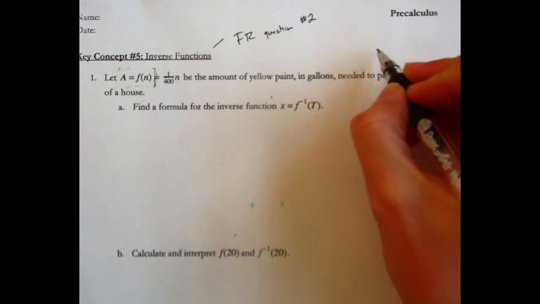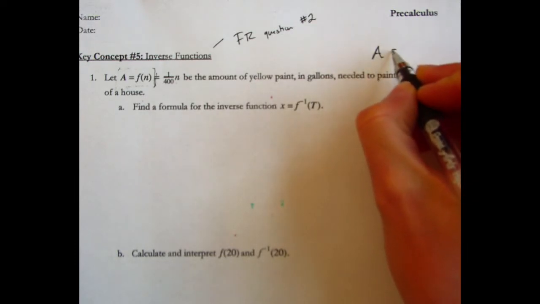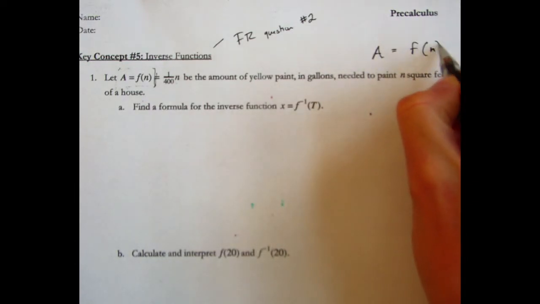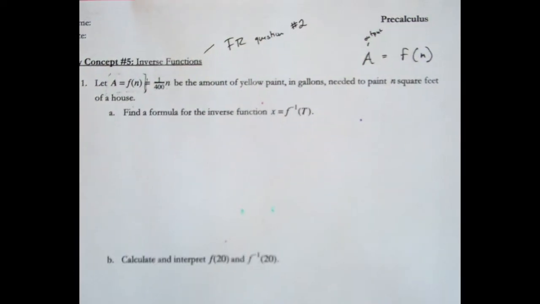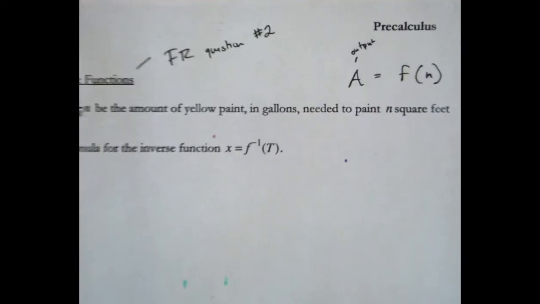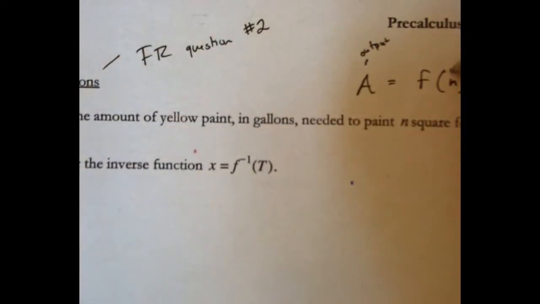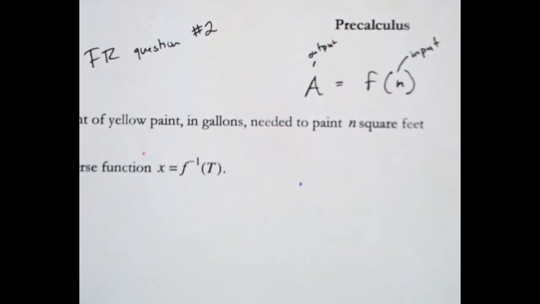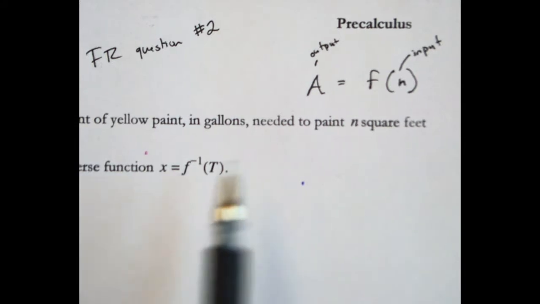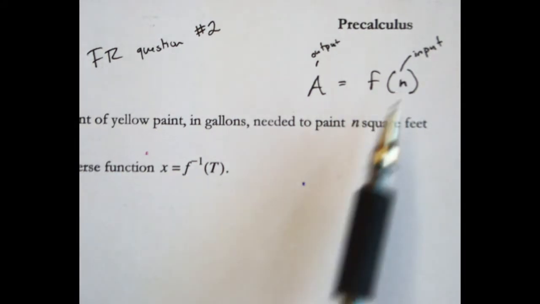So we said, okay, A equals f of n. We know that A is the output, and we know that n is the input. And since this is a word problem, units are going to be really important here. So let's think about what the units of input n are.